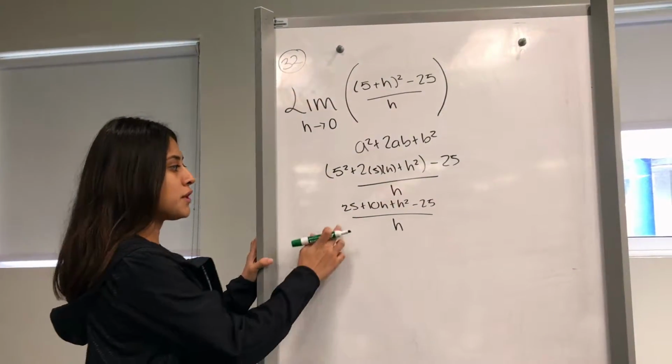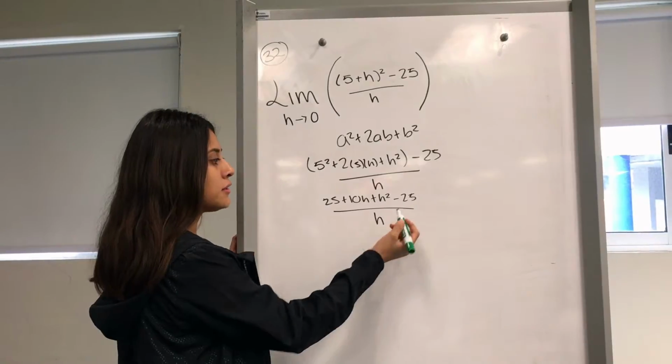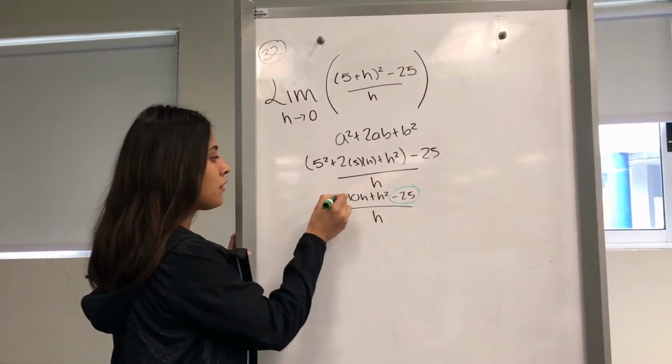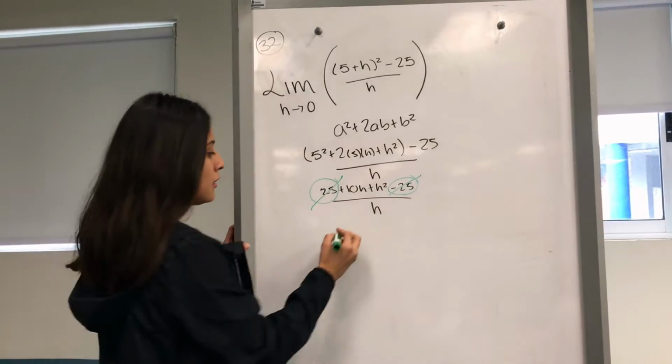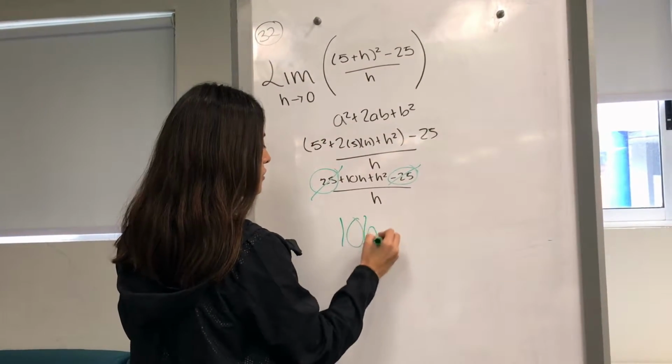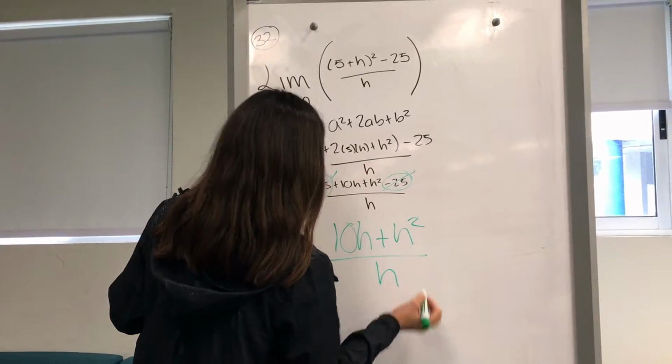Now that we have expanded the problem, we have to cancel the like terms. This 25 with this positive 25, it's cancelled. And then you have 10h plus h squared over h.